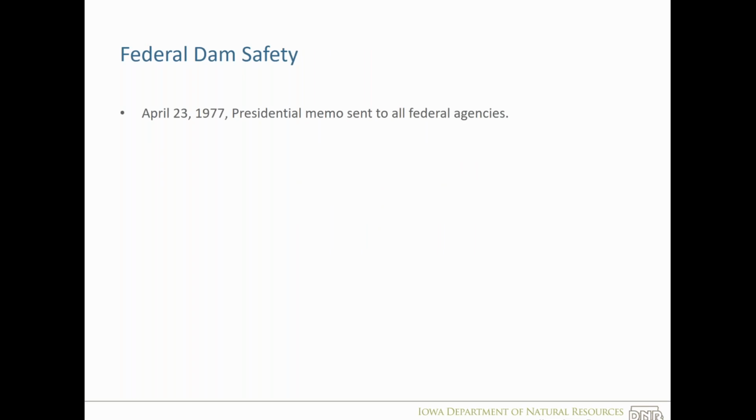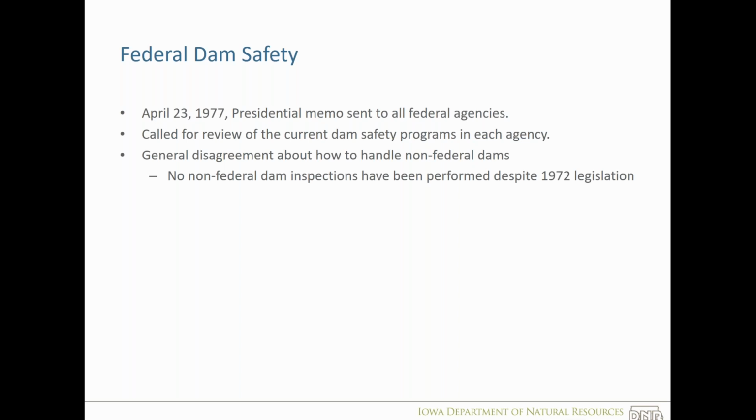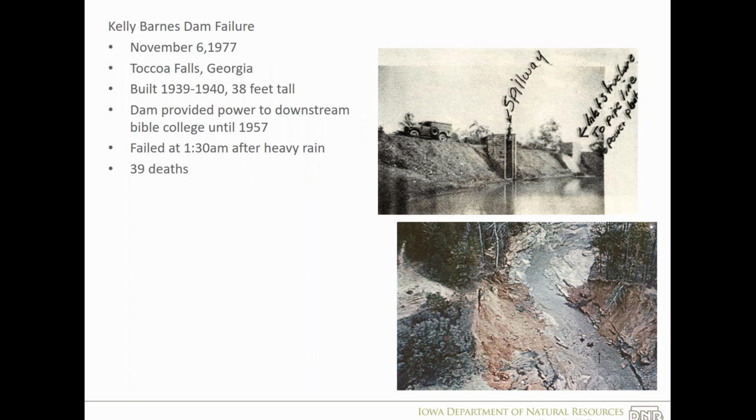So follow up in 77, presidential memo saying, hey, where are we at with dam safety? What's going on? At the time, they weren't quite sure what to do with non-federal dams, right? Kind of that question of what involvement the federal government should have with privately owned things? And as we talked about, there really wasn't any funding, so these inspections authorized in 1972 had never been performed. Then in 1977, we have another significant dam failure.